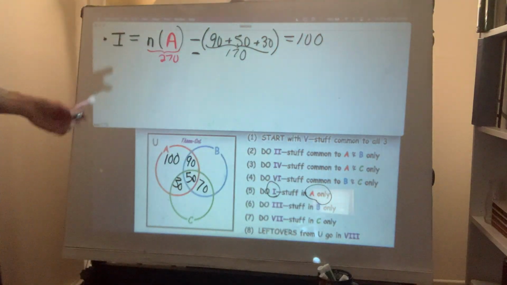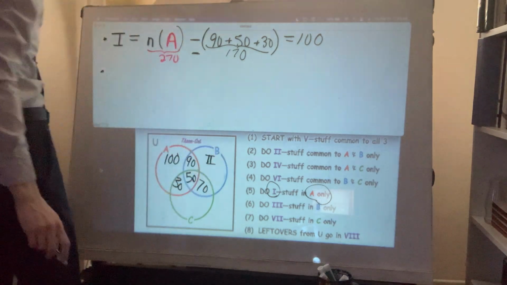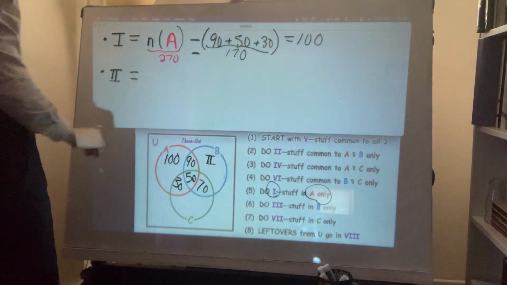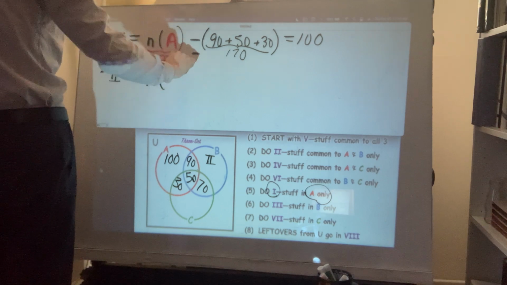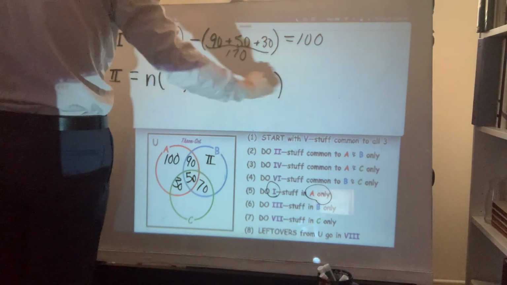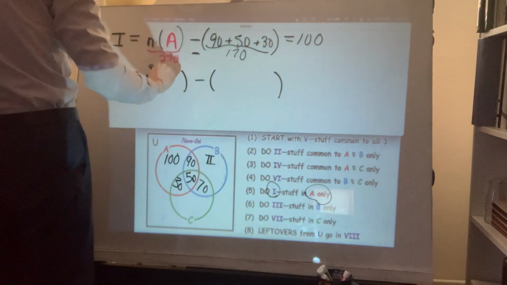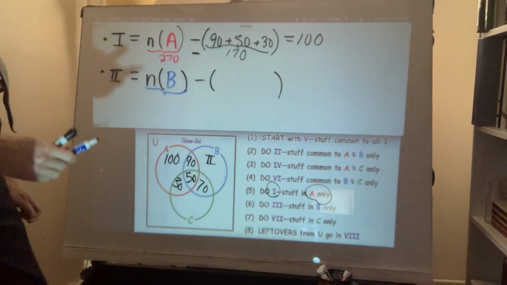And we're going to continue. So now we're going to do what would be region 2 here. All right? Region 2 is a similar sort of formula. It would be the total amount, the cardinal number of B, which is what we have established from earlier, is what? 320, right?